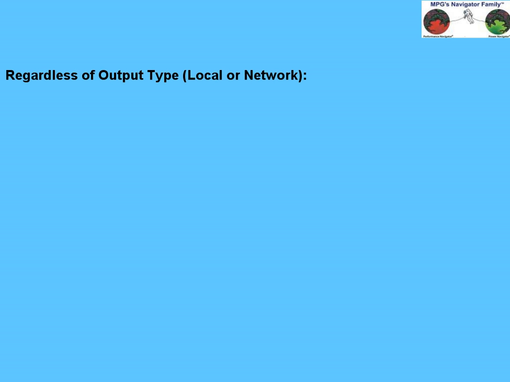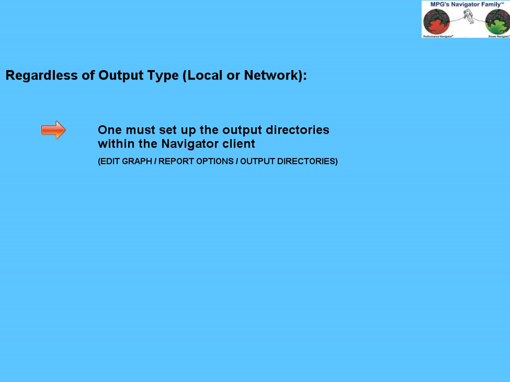One important aspect of EXPO is identifying the area where the output's going to be. That is, whether it's local or network, we must set up the output directories via the Navigator client. And that's under Edit, Graph Report Options, Output Directories. Let's see how we do that now.